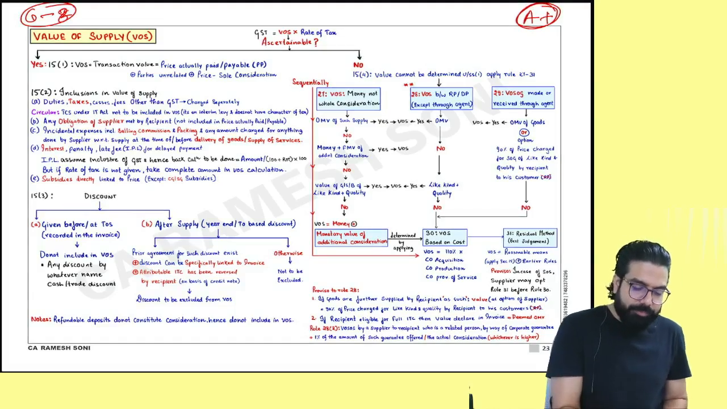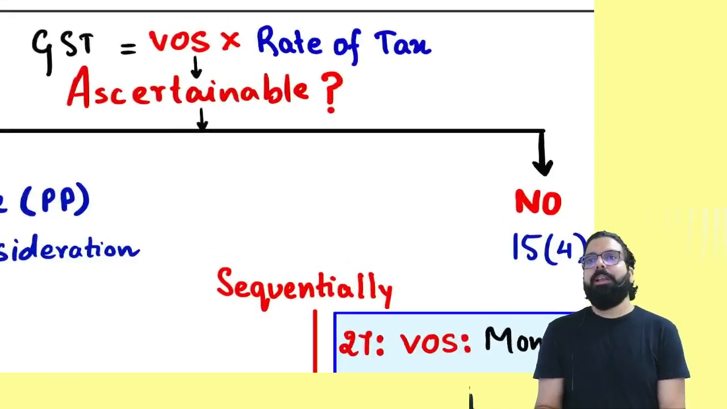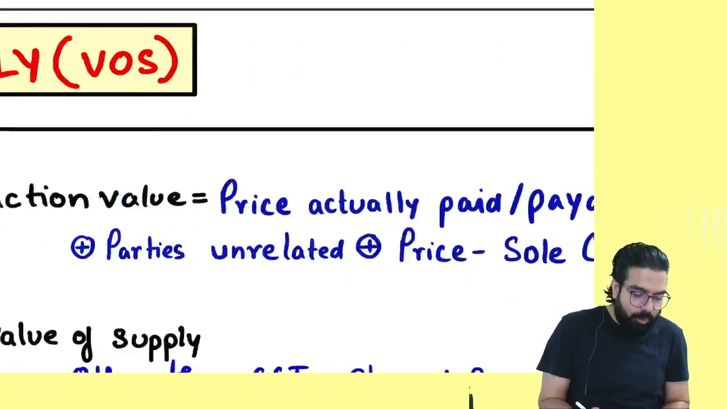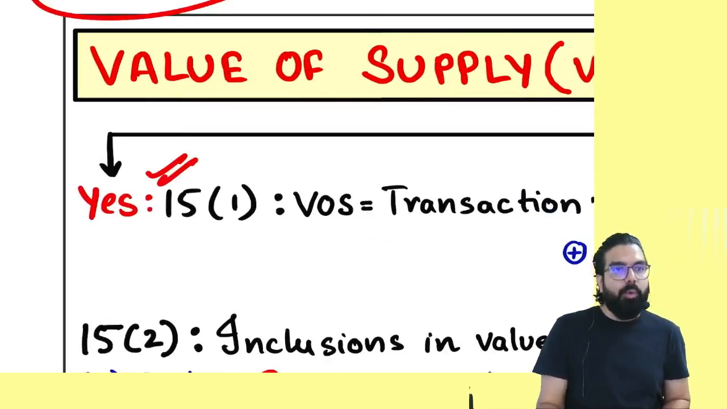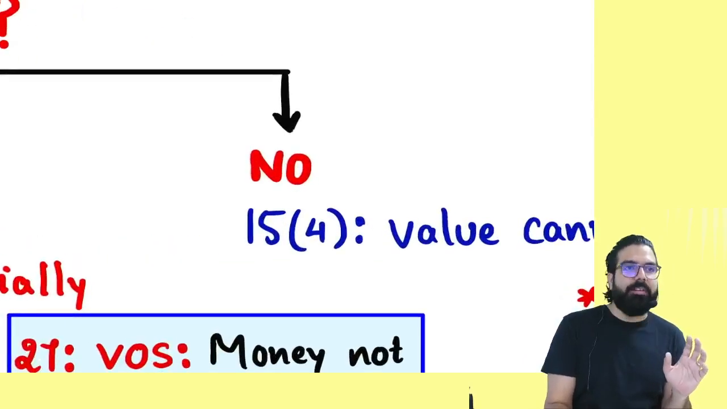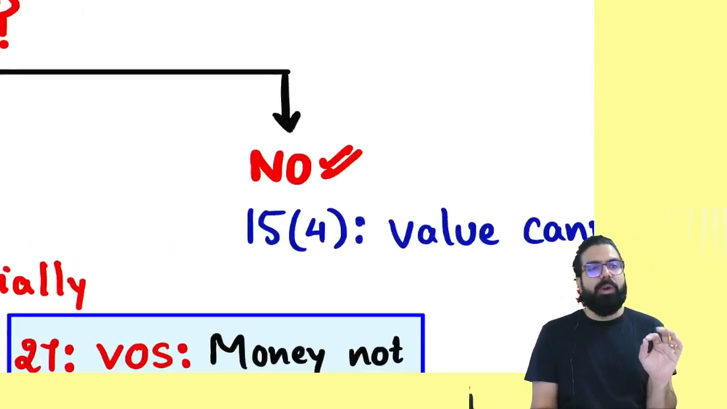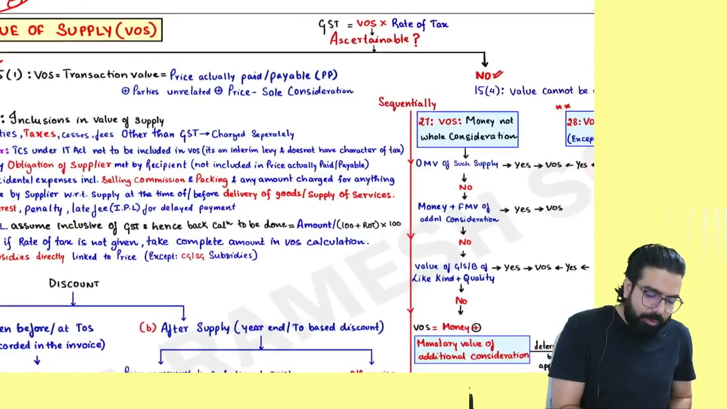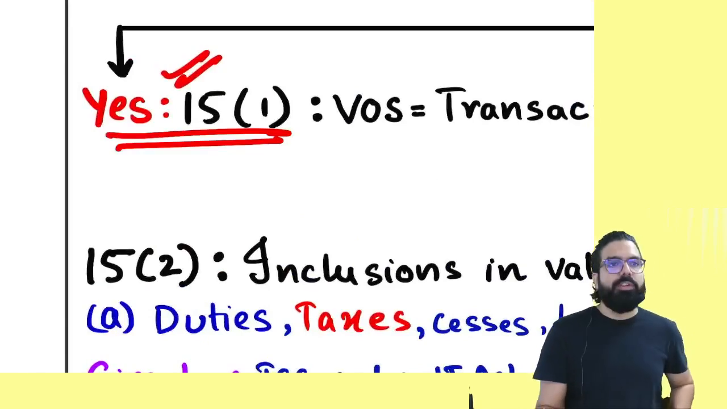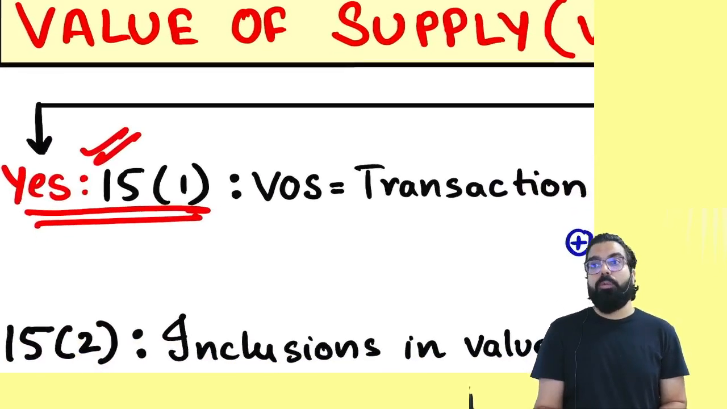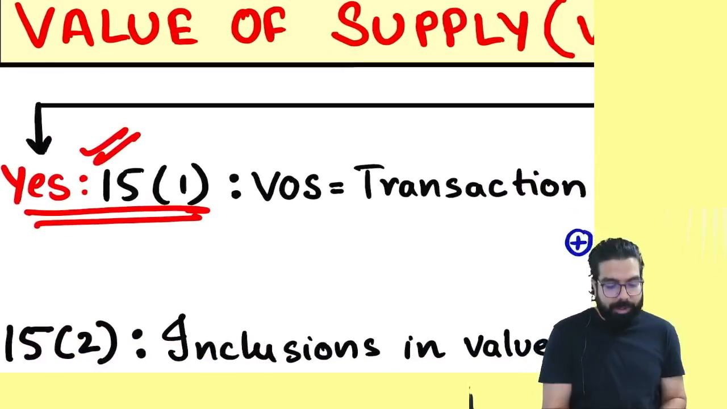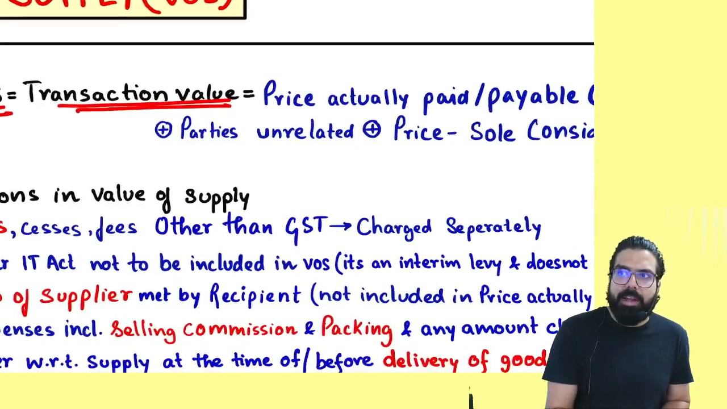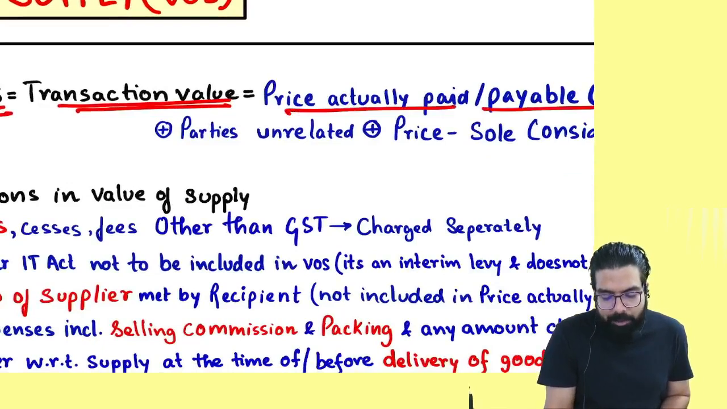Everyone over here. Always remember one thing. If you have done a supply for a consideration, then the value will be determined as per section 15(1). But if it is without consideration, then you always have to apply valuation rule, section 15(4). Section 15(1) says your value of supply always is your transaction value. Transaction value means the price which is paid or the price which is payable.